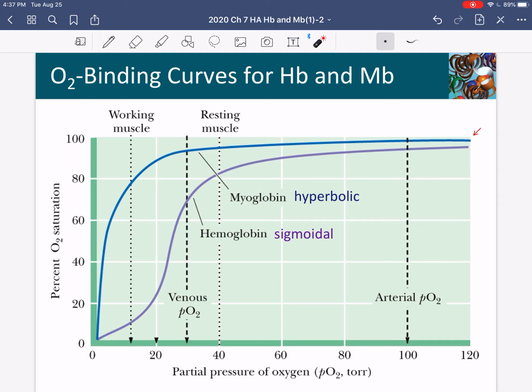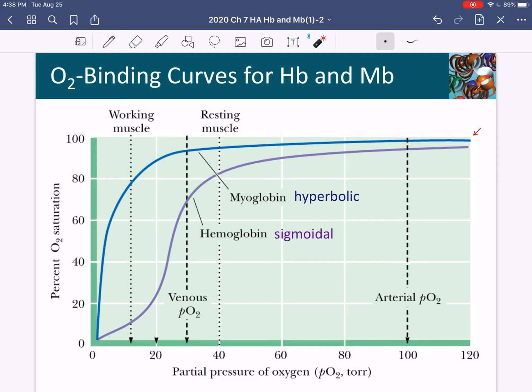The myoglobin curve is the hyperbolic curve in blue, and the hemoglobin curve is the S-shaped curve, called sigmoidal, in purple. If we start at high oxygen concentrations, and that's why I have this arrow over here, such as at the lung artery interface, the concentration of oxygen at the lung artery interface is 100 torr. That's high. And you see that both myoglobin and hemoglobin are fully saturated. They're loaded up with oxygen.